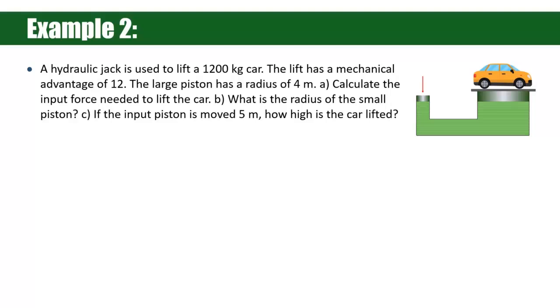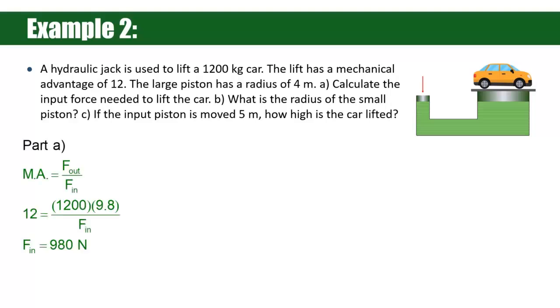In example 2, it says a hydraulic jack is used to lift a 1,200 kilogram car. The lift has a mechanical advantage of 12. The large piston has a radius of 4. Calculate the input force needed to lift the car. So we don't know anything about the size of the small piston. So that's going to force us to think about mechanical advantage.